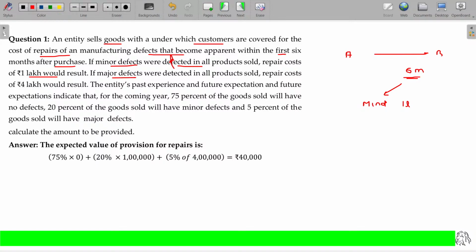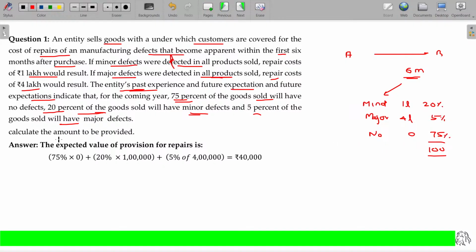If major defects were detected in all the products sold, repair cost would be 4 lakhs. The entity's past experience and future expectations indicate that for the coming year, 75% of the goods sold will have no defect. So no defect, you don't have any spending. What is the probability of finding no defect? 75%. 20% goods sold will have minor defect. 5% will have major defect.